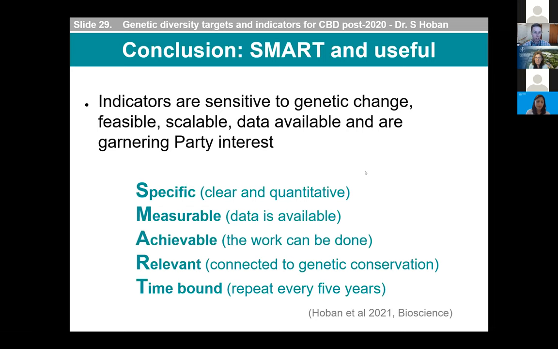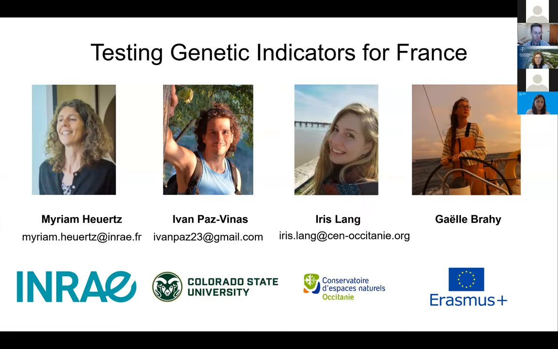And now we will hear from 4 of the 9 countries testing out these indicators, starting with Yvan Pazvinias of France. Thank you, Sean. Hello, I'm Yvan Pazvinias, and with my colleagues Miriam Oertz, Iris Lang, and Gaël O'Brien, we are currently testing the proposed genetic indicators for France.